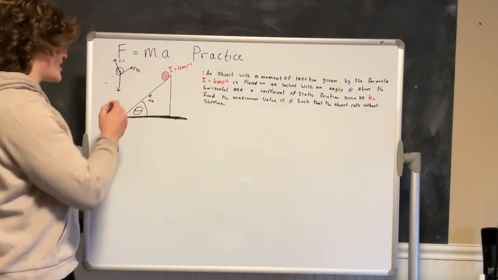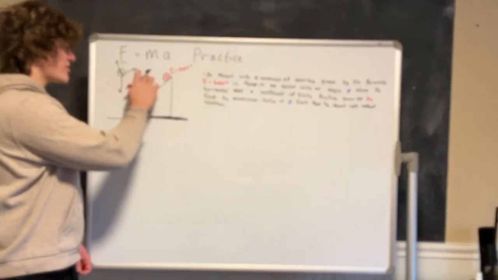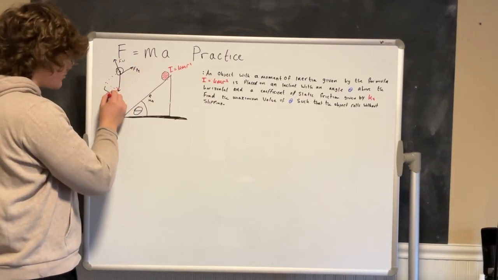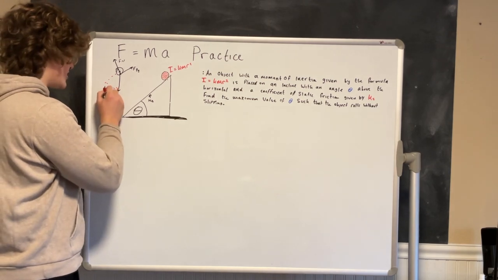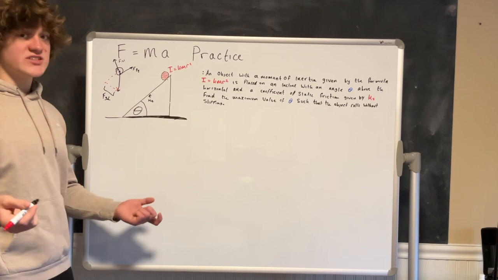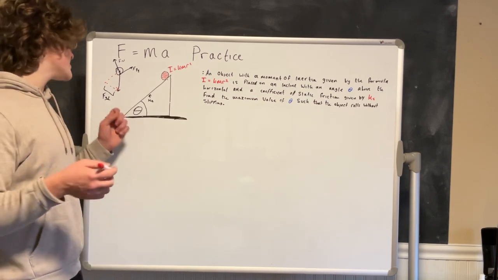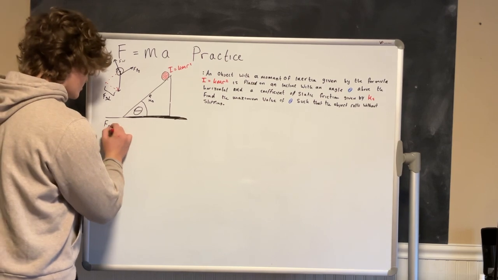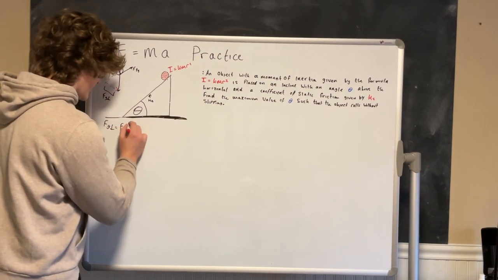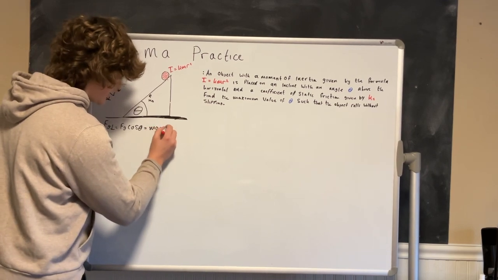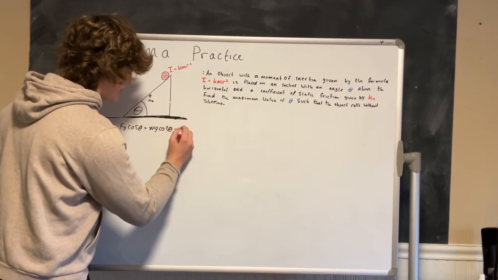Since there is no acceleration in this direction, Fn must be equal to this component right here, which we will call Fg perpendicular, since it is perpendicular to the surface. And through basic trigonometry, you should just have this memorized. Fg perpendicular must be equal to Fg cosine theta, which is equal to mg cosine theta. So that is equal to our Fn.